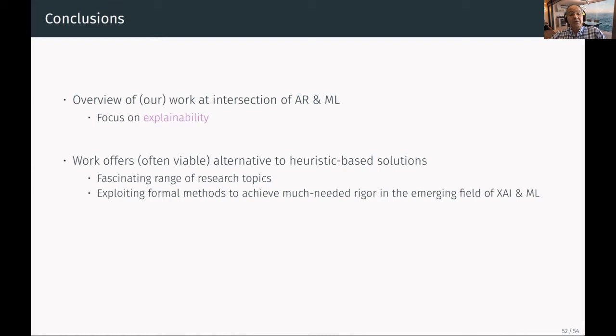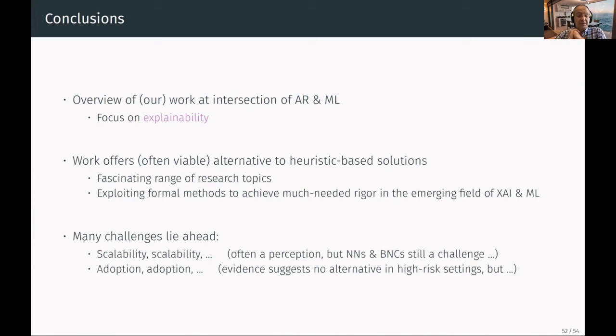So we showed that we have an alternative to heuristic-based explanations. And again, depending on the application, in some applications, of course, it doesn't matter, but if we are talking about high-risk applications, then heuristic-based explanations should be viewed with care. And so we showed that we can use formal methods not only to define with rigor what an explanation is, but to also compute those.